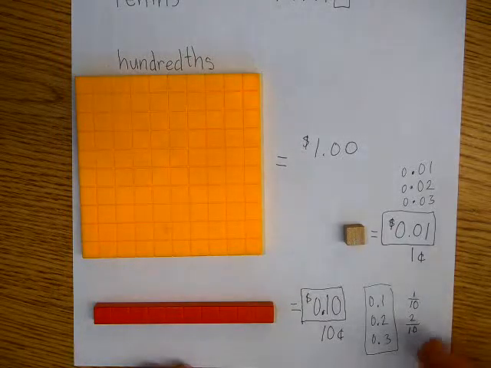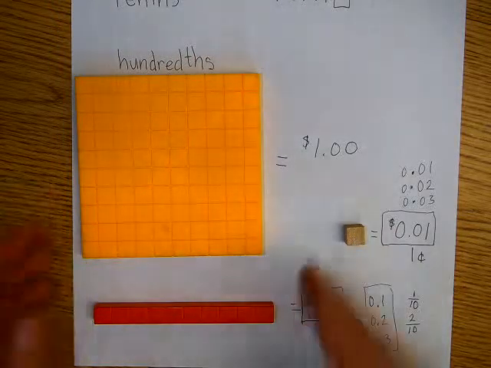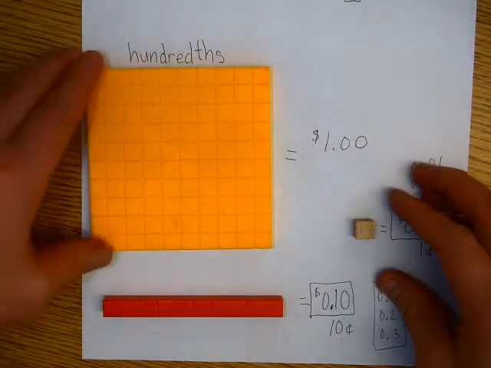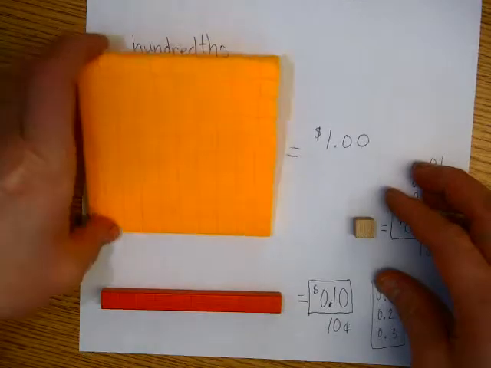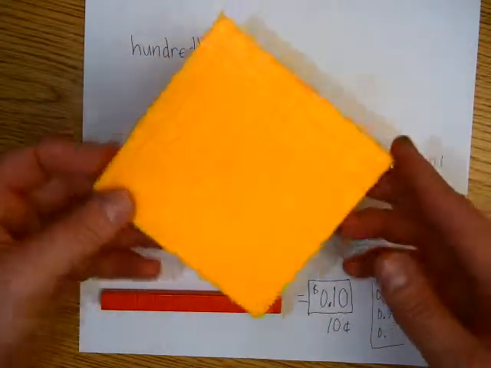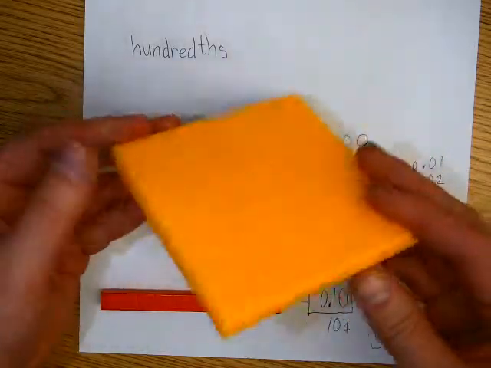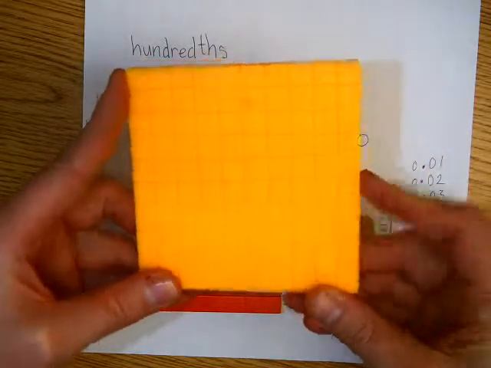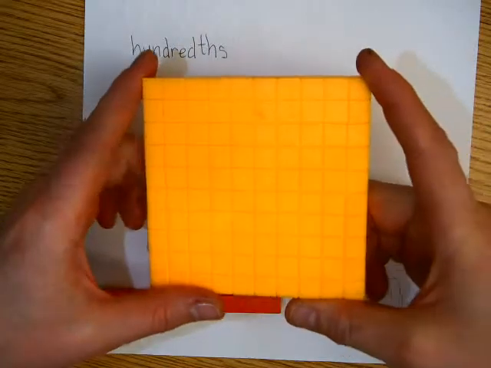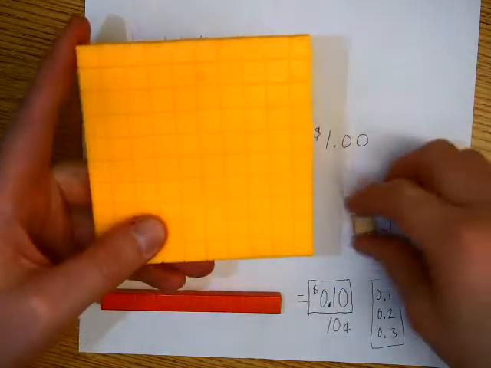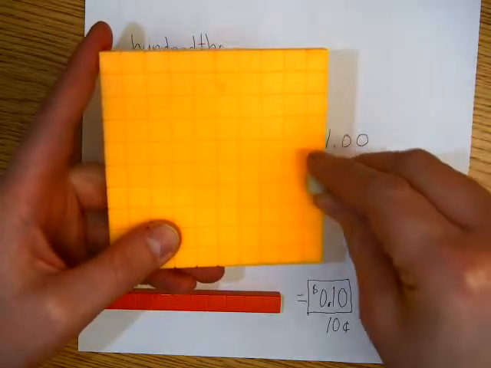Okay, and just to note, up until this point, kids have been used to looking at this not as one, but as 100. They've been used to looking at this as 100 pieces. So there's going to be a shift in thinking for the kids, because now we're asking them to look at this flat unit as just one piece, okay? And these are parts of that piece.